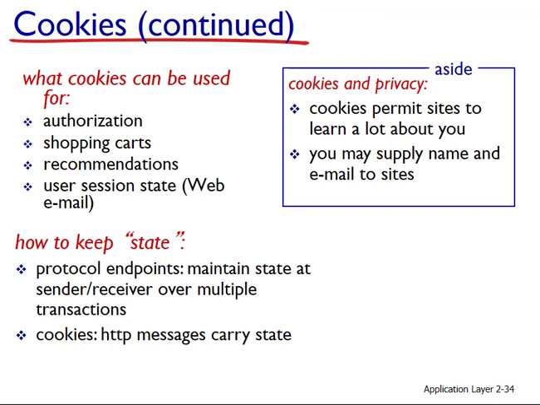Cookies can be used to provide authorization of users. They may also be used to update shopping carts. Perhaps you have noticed that when you access Amazon or certain sites, it might show you some products related to things you bought in the past. So cookies allow that vendor to make recommendations.